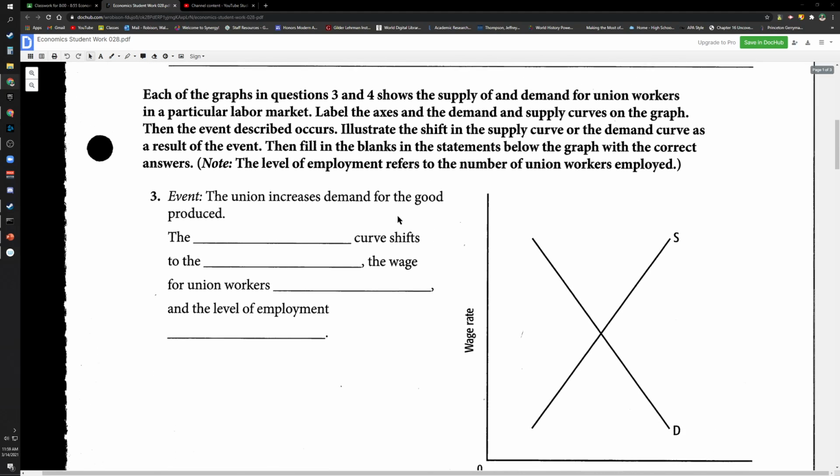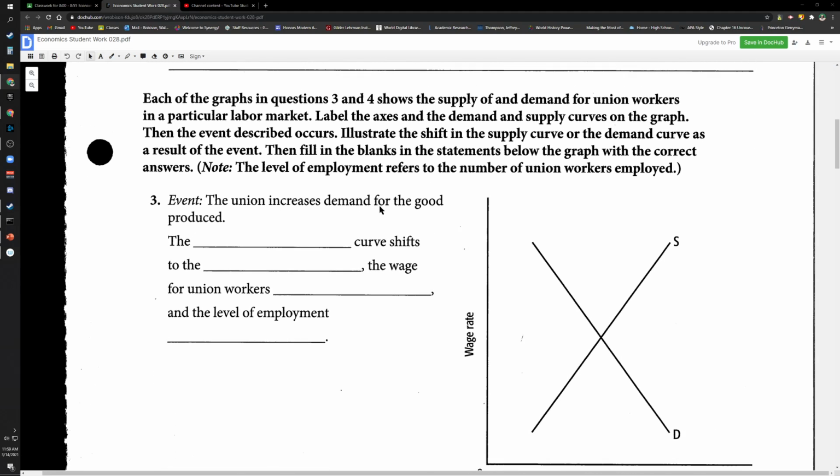Number 3, the union increases demand for the good produced. Okay, so what's going to happen to the curve? First, which curve are we talking about? If we're talking about a union, so we're looking at the demand. And if we're going to increase the demand for that product, which way is the curve going to shift? Well, it's going to shift to the right.